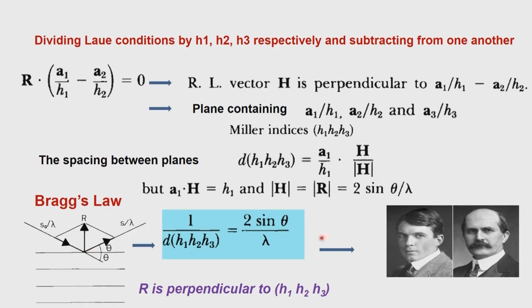Whenever we now see a spot in a diffraction pattern, we identify the spot with the Miller index H1, H2, H3, and we say that is the reflection because of this particular plane which is at H1, H2, H3. The reflection of the incident ray is measured here.